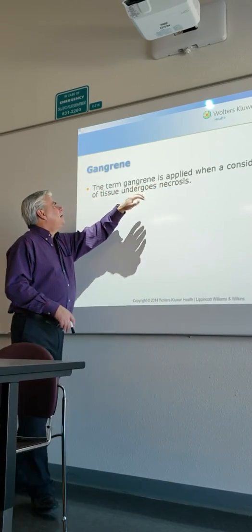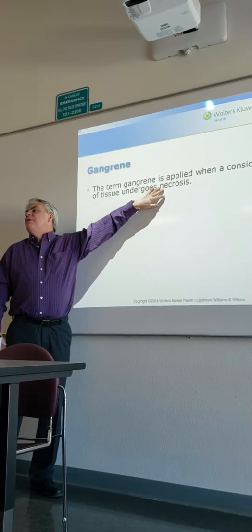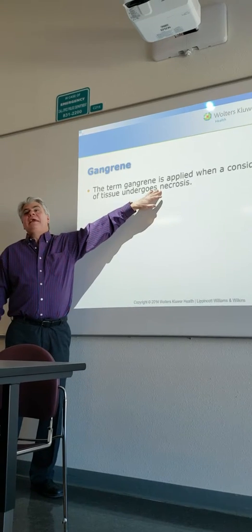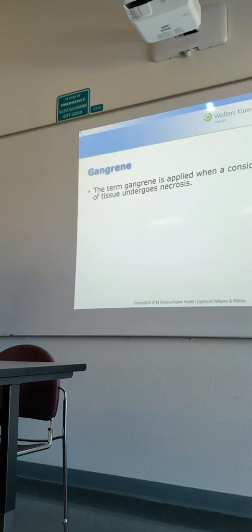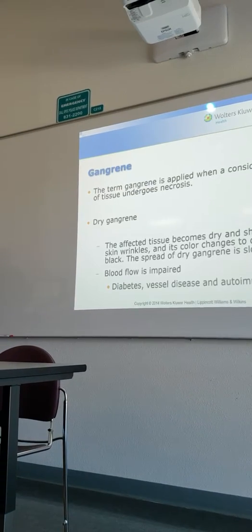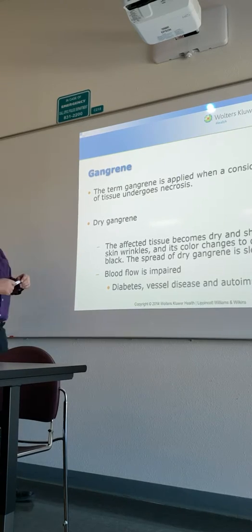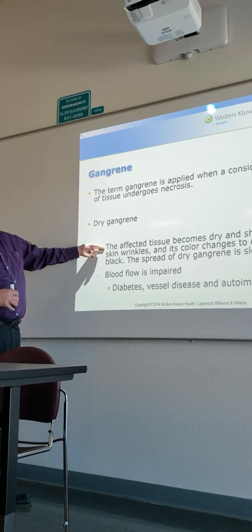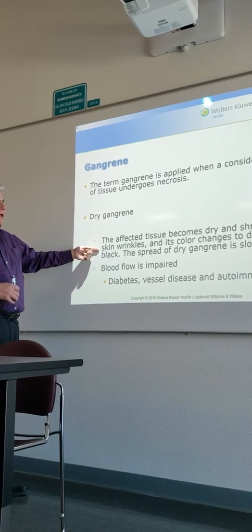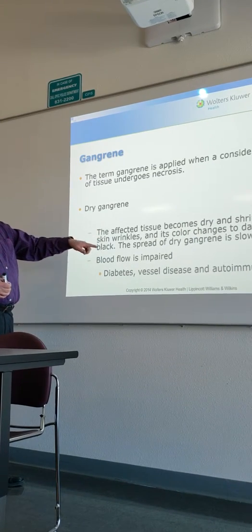Considerable mass of necrosis, tissue undergoing necrosis. So that's not a gangrene? Bacteria? It can be. It could be anything that causes it. Dry gangrene affects tissue. Tissue becomes dry and shrinks. The skin wrinkles, color changes to dark brown or black, and the spread of dry gangrene is slow.